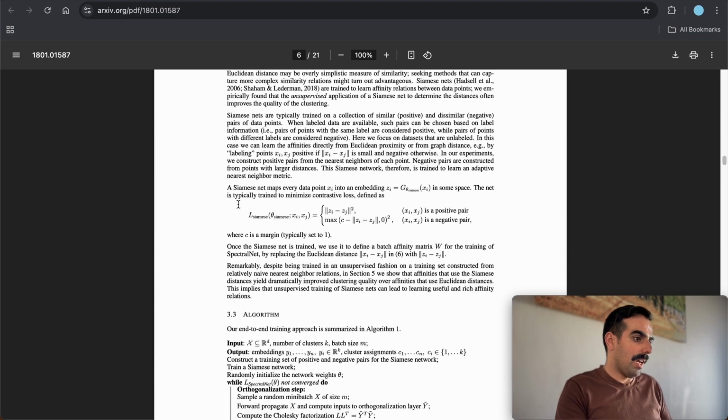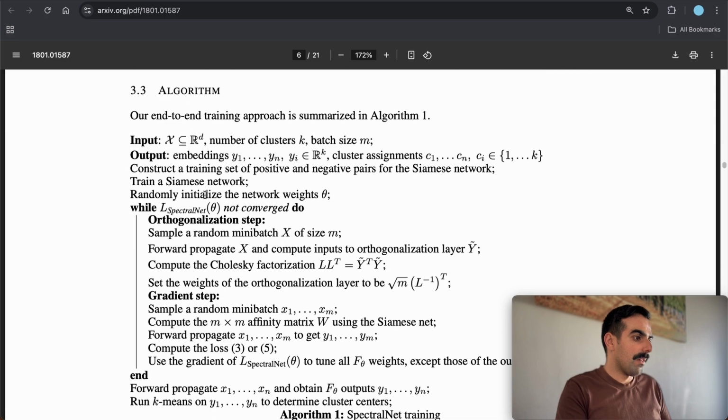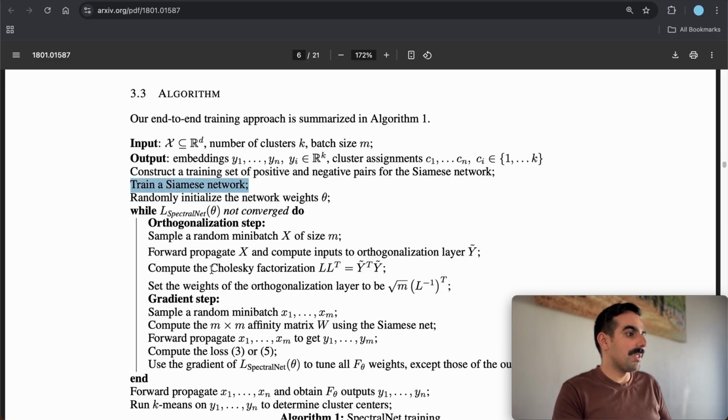Let's jump right into the algorithm. They used a Siamese network. Then they train a SpectralNet for spectral clustering. In spectral clustering, you have to process the whole thing to get the assignments. What they are suggesting in this paper is that you use a neural net instead of the rigorous spectral clustering pipeline, with the same objective as spectral clustering. Here they're enforcing the orthogonalization and the gradient step. But we're interested in this part, training the Siamese net.